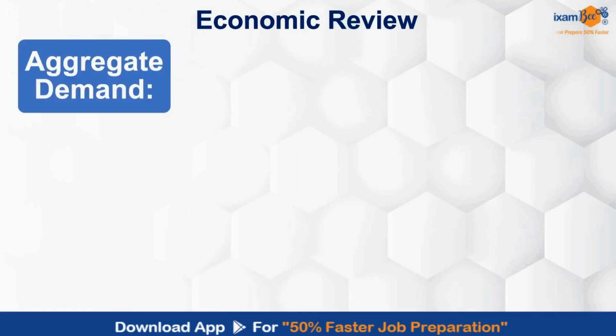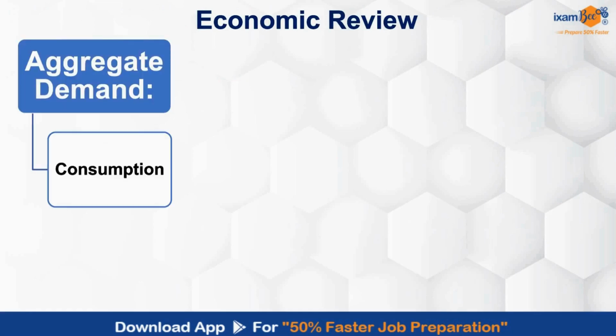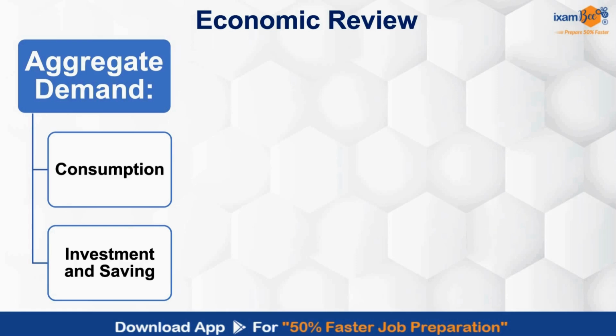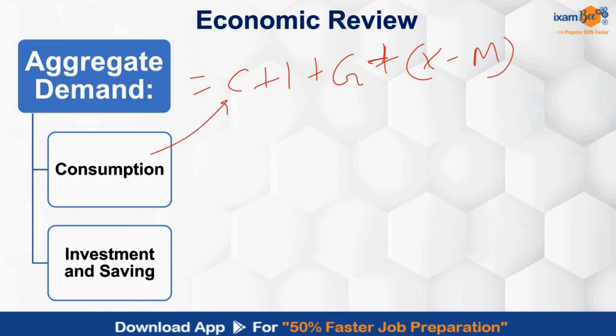Then comes the chapter of economic review, where there is a discussion about aggregate demand, how consumption is created, and what is the role of investment and saving. You must have read this formula: aggregate demand is equal to C plus I plus G plus export minus import, X minus M. So C is consumption, I is investment, G is government spending, plus export minus import, that is the net demand created by exports.